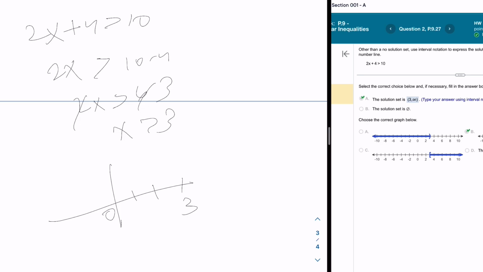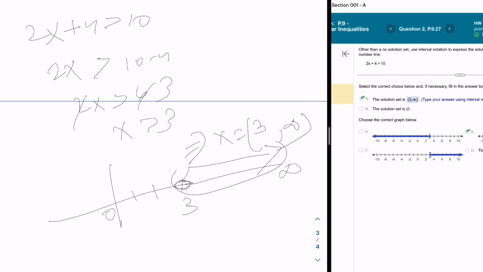So our interval is 3, but with a small bracket, and it goes from 3 to infinity. This is the solution set. So our graph will look like just the circle, but not the shaded one, and it goes up to infinity. This is our graph.